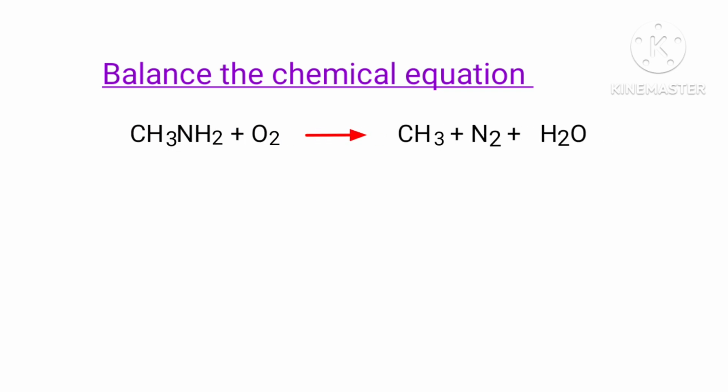Balance the chemical equation. CH3NH2 plus O2 gives us CH3 plus N2 plus H2O.